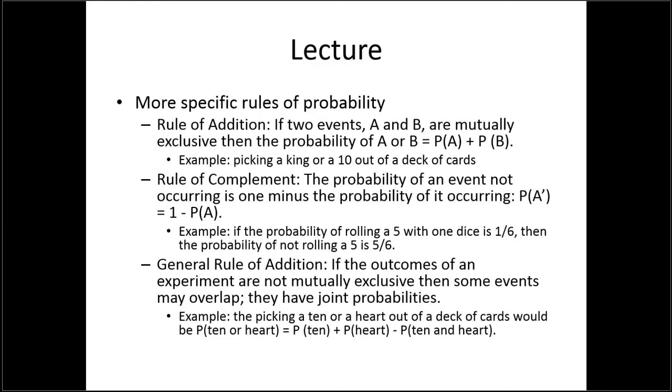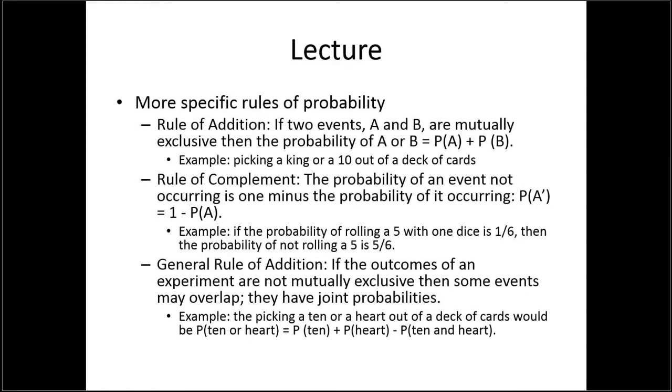Okay, so we have the rules of probability. More specifically, if two events, A and B, are mutually exclusive, then the probability of either of them happening is the probability of the first event plus the probability of the second event. So if you had, in this example here, the probability of a king or a 10, that would be 1 out of 13 plus 1 out of 13. So that would be 2 out of 13 for the probability of a king or a 10. You have to add up the probabilities.